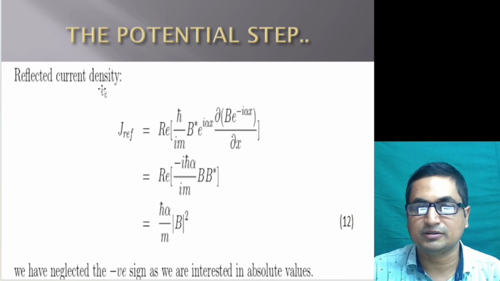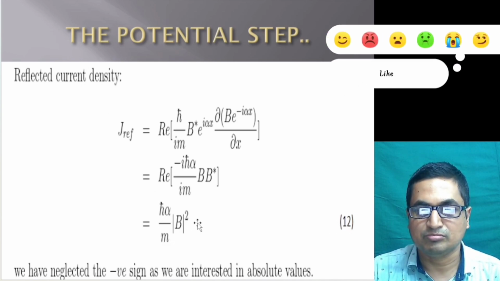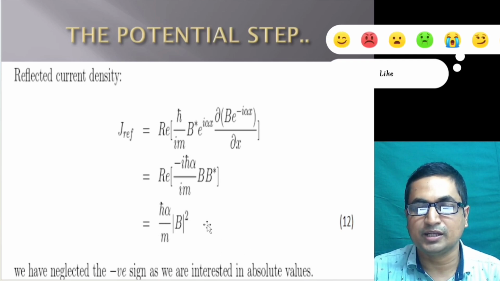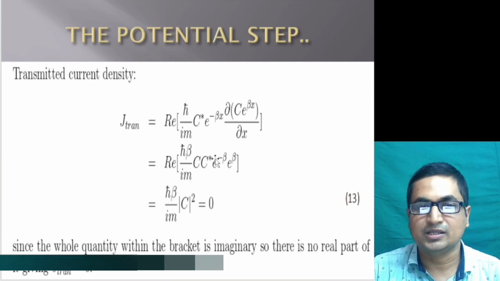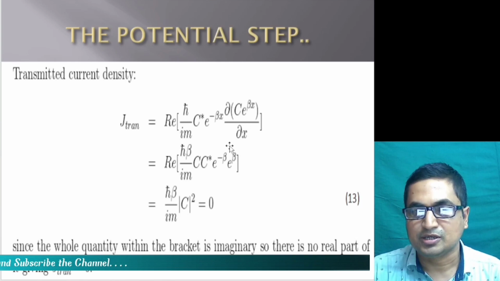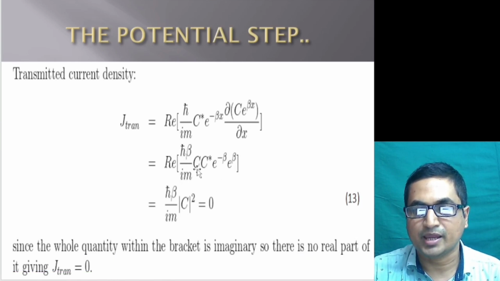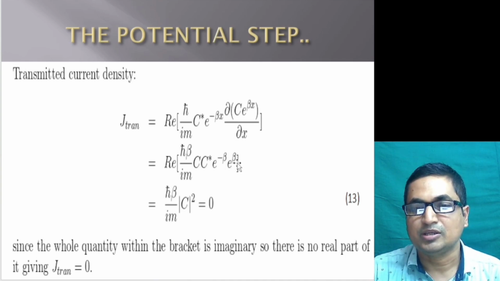Likewise, we find the reflected current density, where we take the wave as this one. This is the reflected wave, B e to the power minus i alpha x, and doing all these things, we find that the reflected current density is as given by 12, which is h cross alpha by m modulus B square. A negative sign here we neglect, because we are interested in absolute values for current density. And then the transmitted current density: the transmitted wave is this one, C e to the power i beta x. Doing all these things, we find a quantity like h cross beta by m modulus C square, e to the power minus beta, and e to the power beta cancels out.